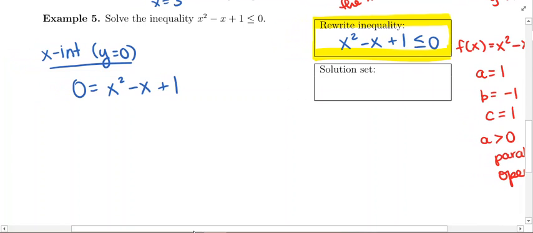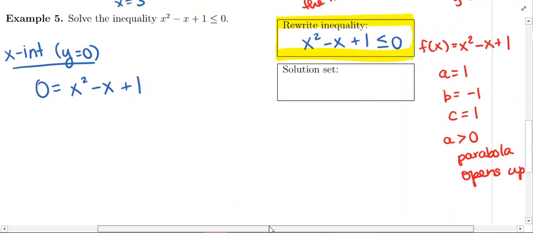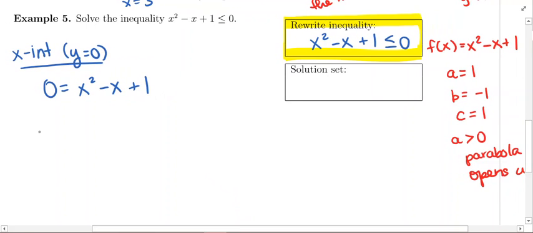It's up to you. You can either factor or you can use the quadratic formula. Regardless of which method you use, you need to make sure one side is 0 before you even start. I factored in example 4, so I'll go ahead and do the quadratic formula in example 5 just to change it up. We've already identified the a, b, and c, so we just need to plug it in.